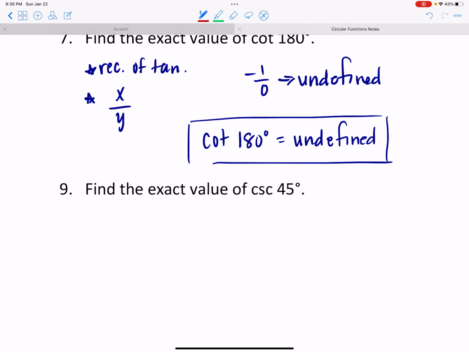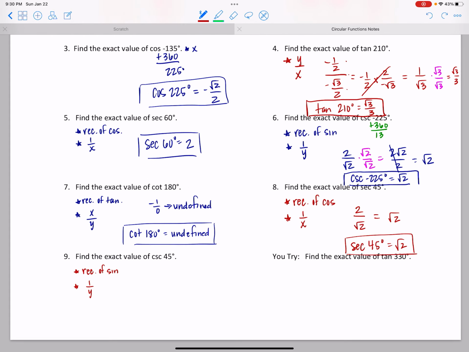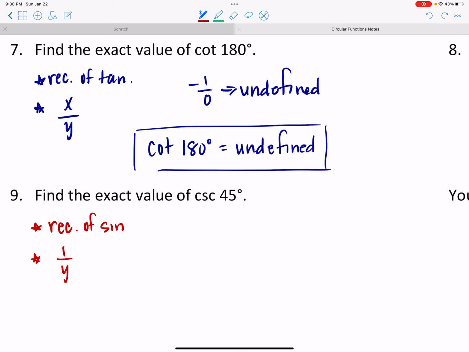So cosecant. Cosecant is going to be the reciprocal of sine. Since the sine is the y value, this is going to be 1 over the y value. We're going to 45 degrees. We just saw that at 45, that's where our x and our y are the same. So if I want the cosecant for 45 degrees, again, I want the reciprocal of radical 2 over 2, which is 2 over radical 2, and that's going to simplify to radical 2. So we're going to say cosecant of 45 degrees is exactly radical 2.